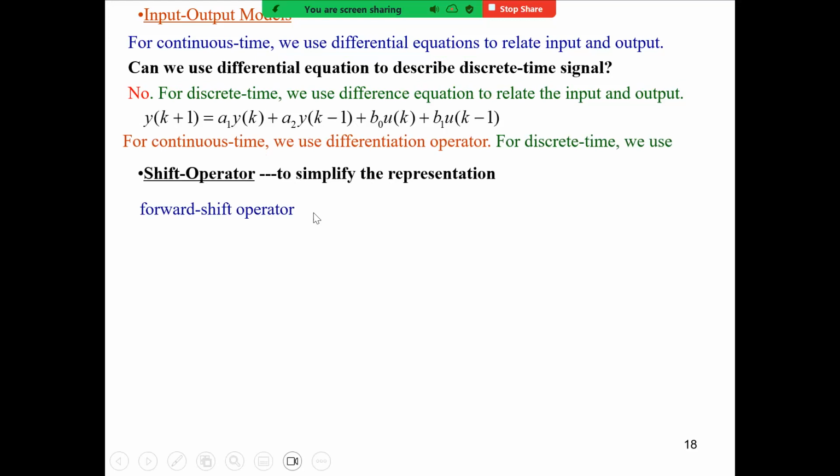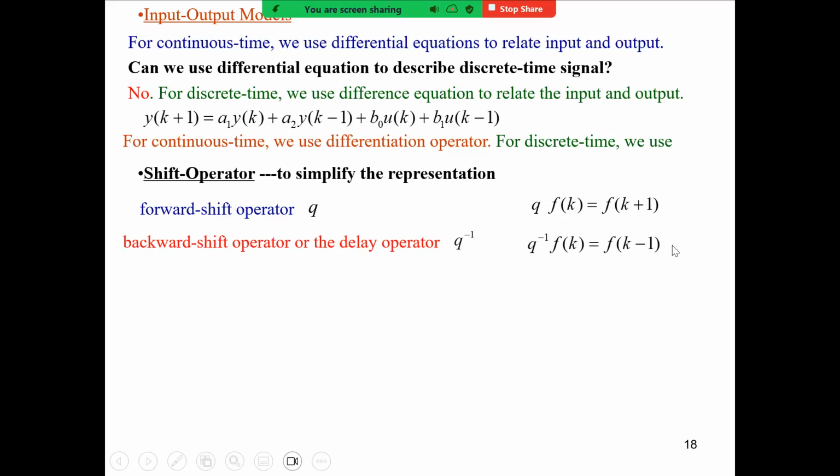So let's define the forward shift operator q. If I apply this q on a signal f(k), this signal becomes f(k+1). The signal will be forward shifted by 1. Similarly, we can define a backward shift operator. It's just q inverse. So q inverse f(k) means I backward shift the signal by 1.